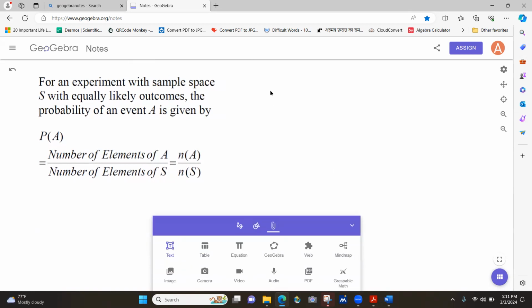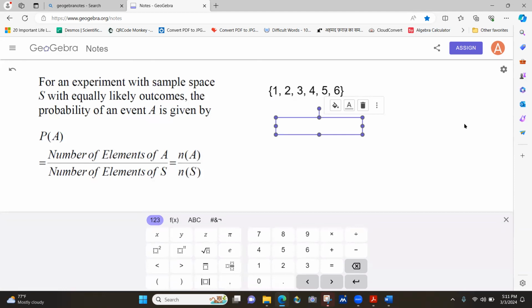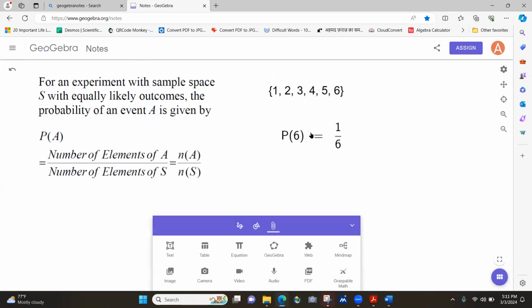Let's say you are rolling a six-sided fair die. Your sample space is 1, 2, 3, 4, 5, and 6, and they're all equally likely, right? Now, what's the probability of getting a 6? We write it like this. The probability of getting a 6 in this case is 1 out of 6 outcomes.